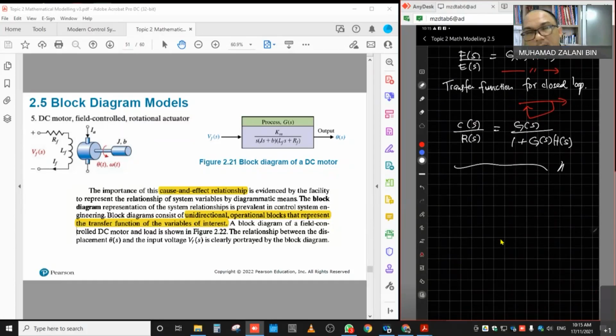So for further reading, I would like to ask you to follow the notes, make your own notes about this DC motor transfer function. How do we get this sort of transfer function? So it is available in the transfer function topic, subtopic. Actually, this is not 2.5, this is 2.6.